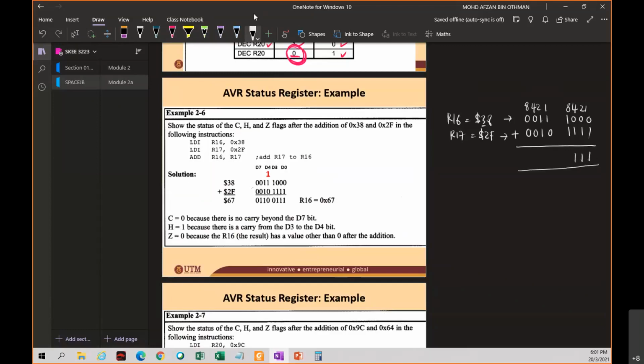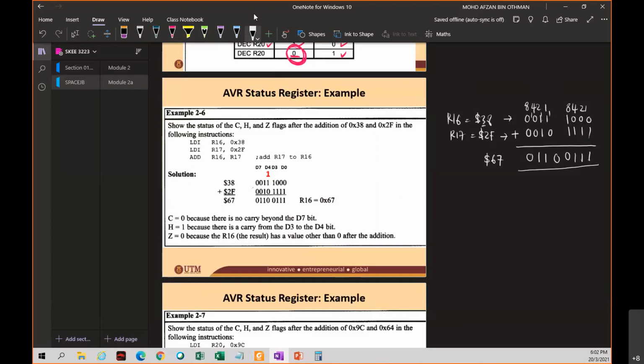1 tambah 1, 0. And then you have a carry there. 1 tambah 1, 0. Ada carry lagi kat sini. 1 tambah 1 tambah 1, which is 1, 1. So ada carry kat sini. 1 plus 0 is 1 and 0. So the last value, kalau kamu tukar balik, kamu akan dapat 67.